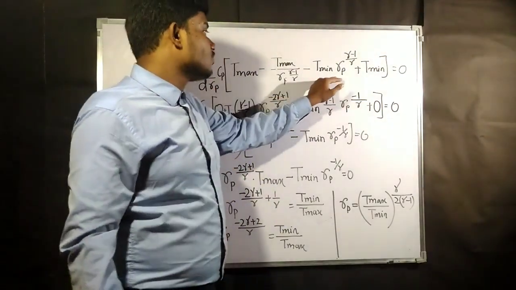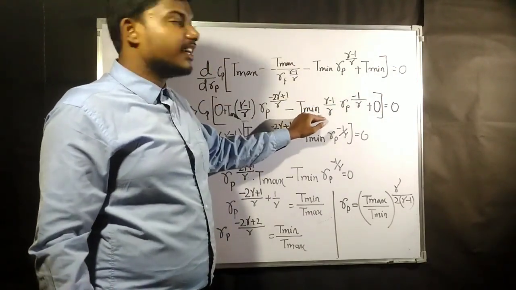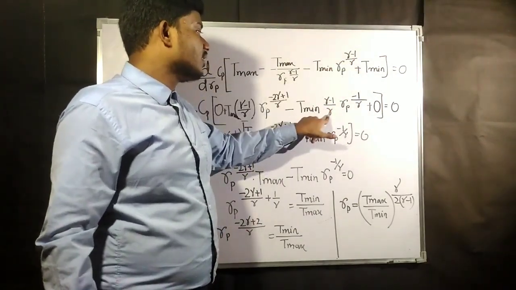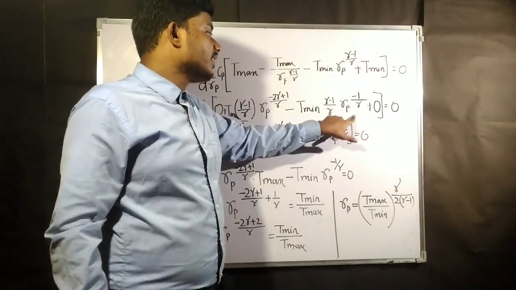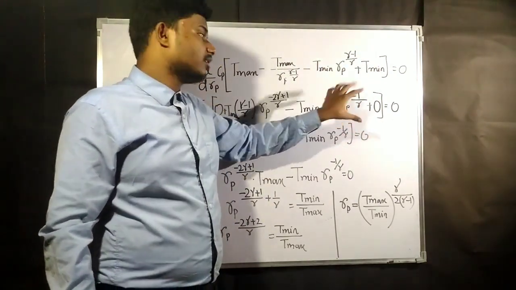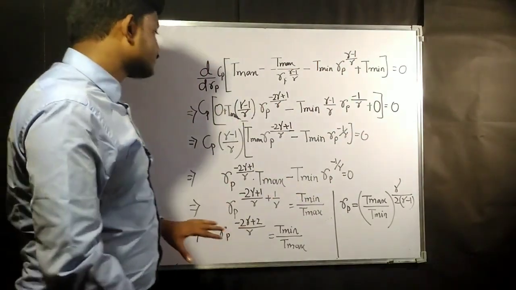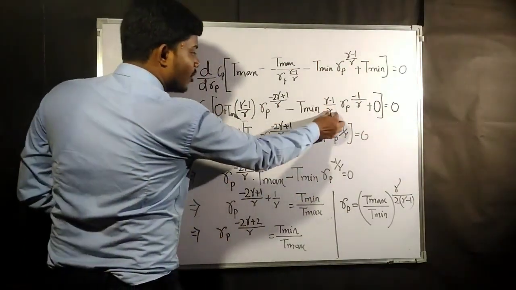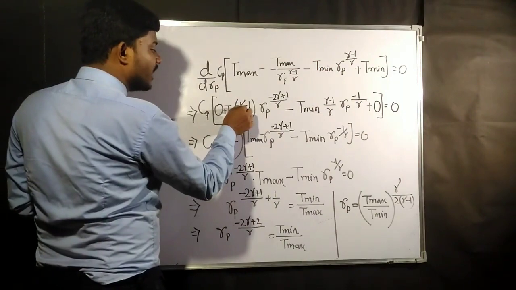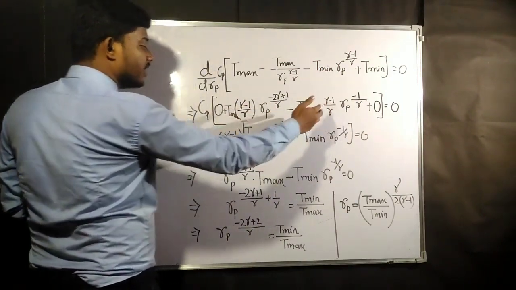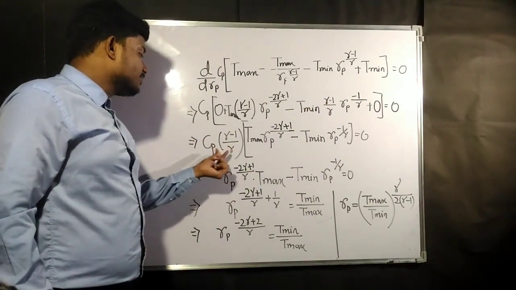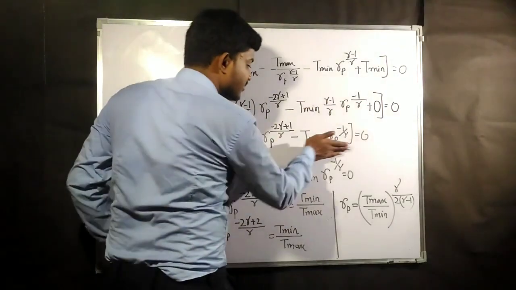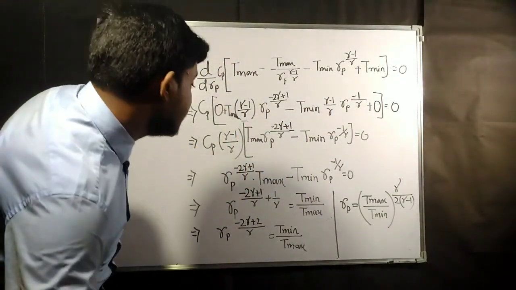In the next one, T min is going to be constant again, and this thing will come up here, come down here, and rp to the power this minus 1 is going to give a result like this one. After this, you want to take common gamma minus 1 by gamma from there. So after taking common cp into this, the remaining thing is this one.